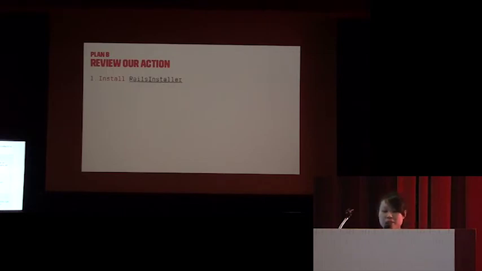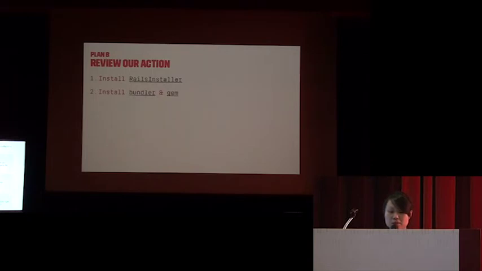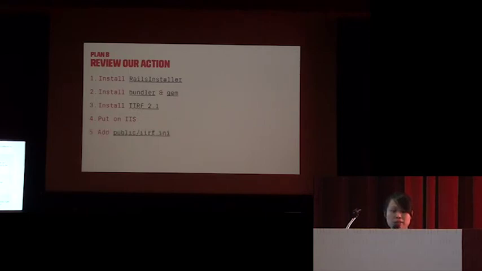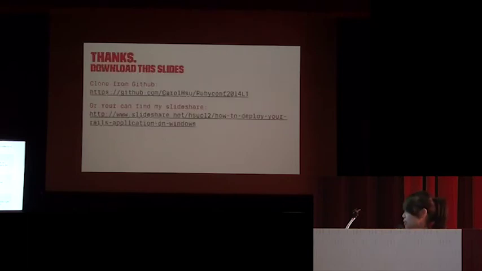Let's review our steps. At first, we have Rails Installer, then we install bundler and dependent gems, then we install IIRF 2.1, then put the public folder on IIS. Magically, in only 5 steps, we set up a Rails application on Windows.